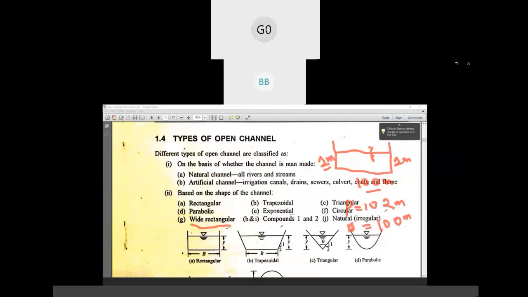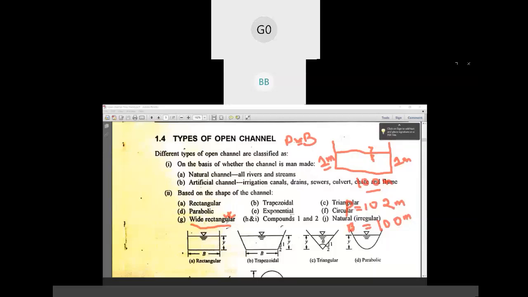So it's almost same. So that wide rectangular concept is when you have such situation, that is the wetted perimeter is almost equal to your width of the channel, those channels are called wide rectangular or wide parabolic. It depends on the shape. Wide parabolic or wide trapezoidal. But the condition should be wetted perimeter is almost equal to width of the channel. So this is your wide rectangular concept.